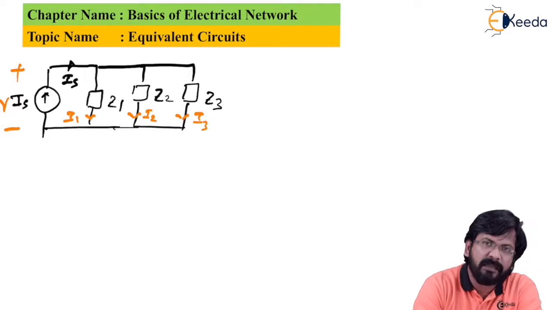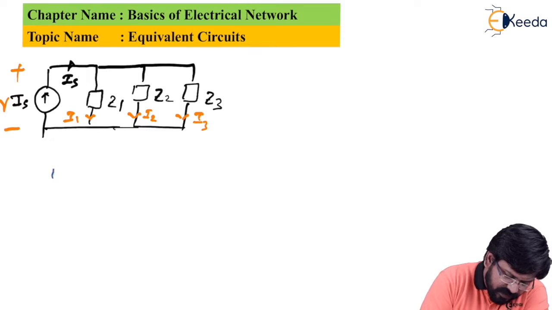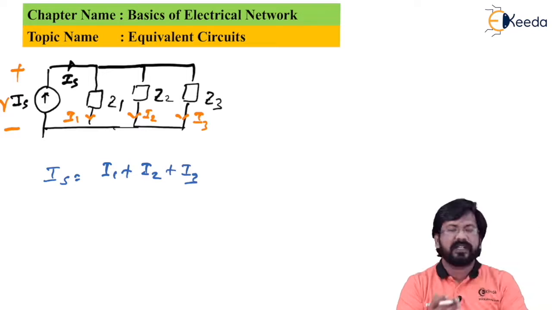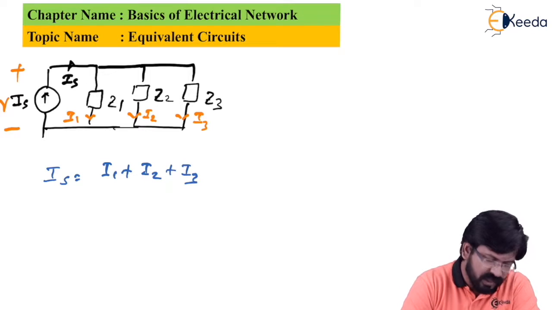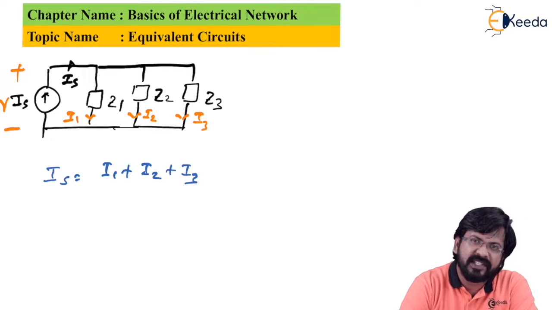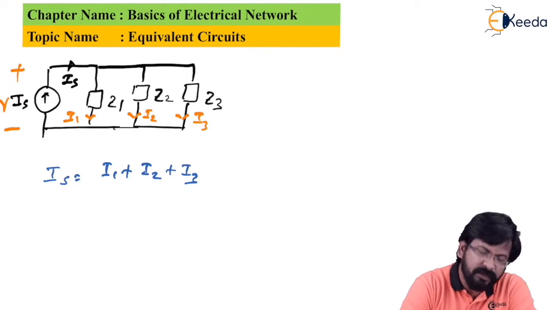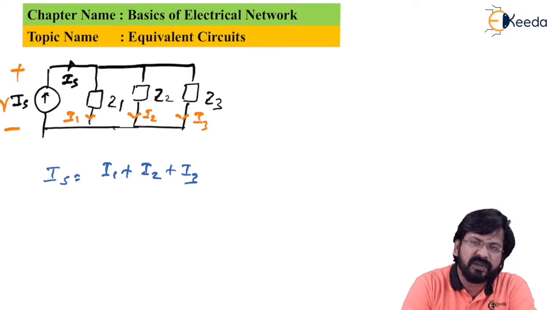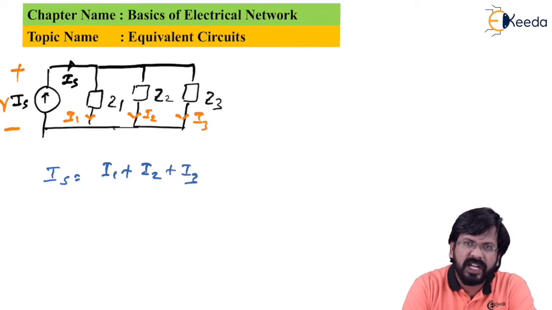Now I can write by using KCL. So Is can be equal to I1 plus I2 plus I3. Now we know that the voltage across the current source is V. So since the voltage across a parallel circuit remains the same, the same voltage is applicable across Z1, Z2 and Z3. So the voltage across the source will be equal to the voltage across Z1, which will be equal to the voltage across Z2, equal to the voltage across Z3, equal to V.